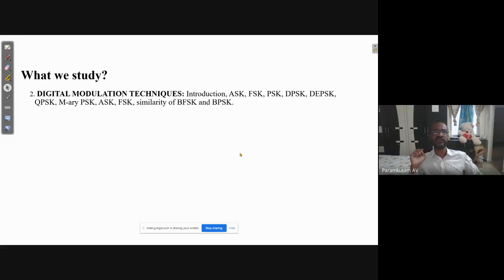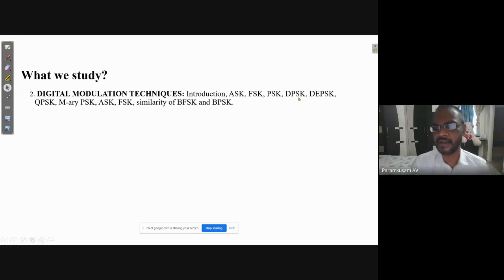Suppose the two phase values are 0 degrees and 180 degrees. 0 degrees is associated with the logic 0. 180 degrees is associated with the logic 1. It is not fixed that 0 degrees is associated with logic 0; it may be associated with logic 1. That doesn't matter. 180 degrees is associated with logic 1, like that.